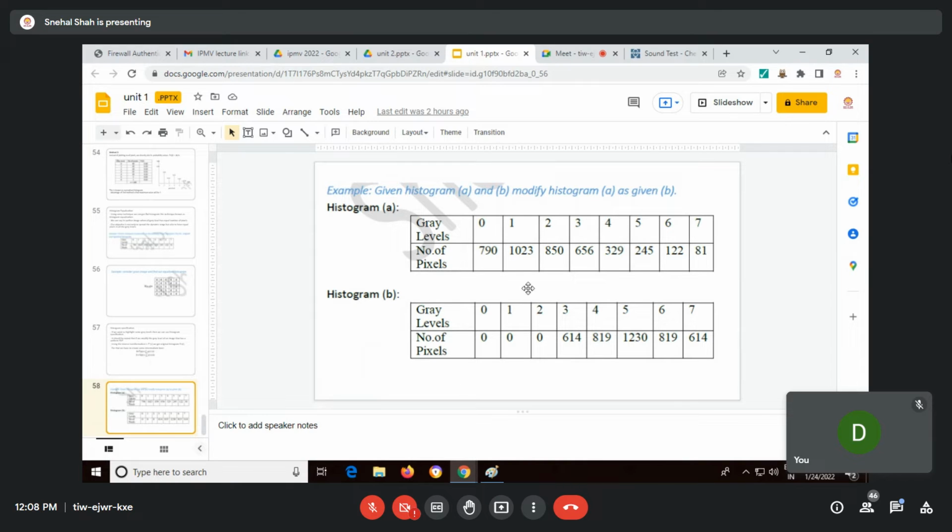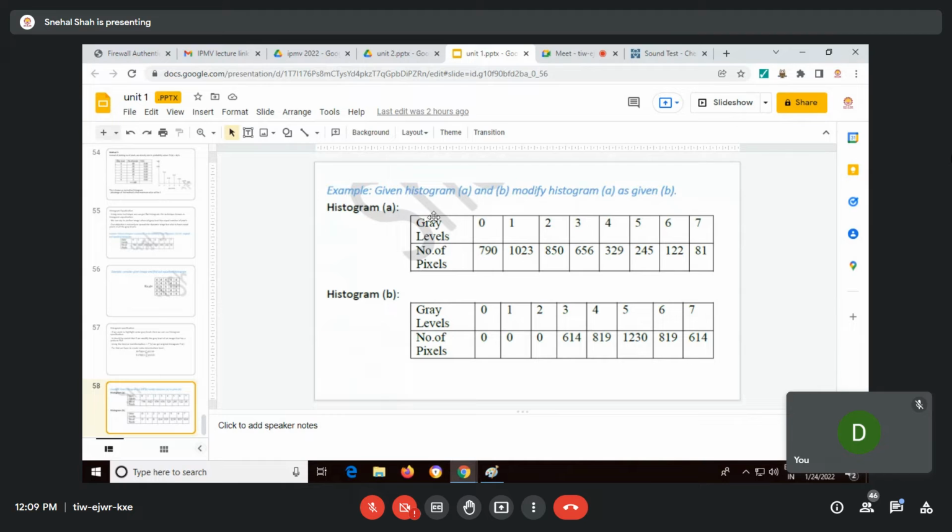ओके, सो वो एक दूसरे के रिस्पेक्ट में होता है. तो सेम गिवन हिस्टोग्राम ए एंड बी, मॉडिफाई द हिस्टोग्राम ए एज गिवन बी. तो यहाँ पे क्या बोला है कि ए को चेंज करना है एज गिवन बी. Sometimes they may ask you to modify histogram B as given A. Okay, so यहाँ पे क्या बोला है, as per that you have to do. So in this example, you have to modify histogram A as given histogram B.